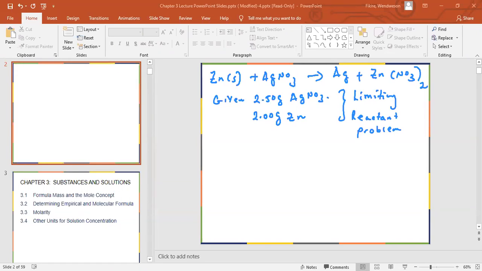So in a situation like this, what is the first thing that you have to do? The very first thing that you have to do, what's that? Before answering which is the limiting reactant, can anyone tell me what's the first thing that you have to do? Convert the grams to moles. Before that. You identify which is limiting and which is excess. Before that.